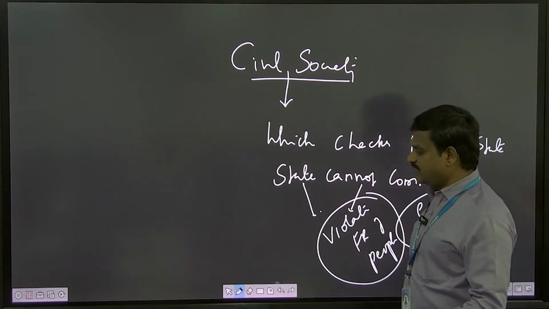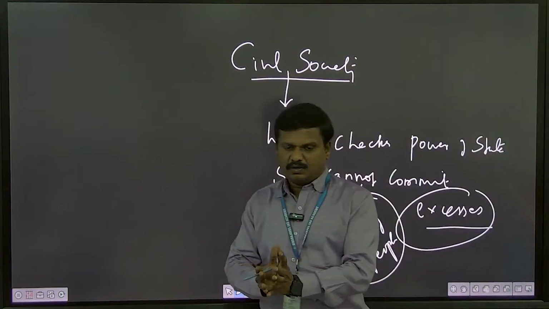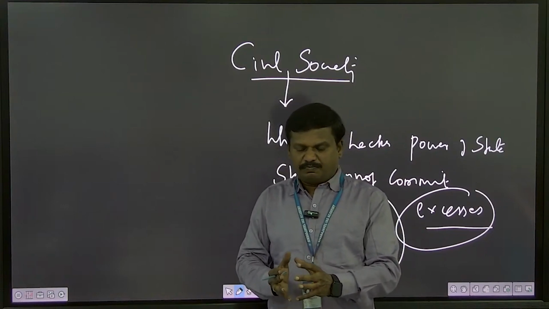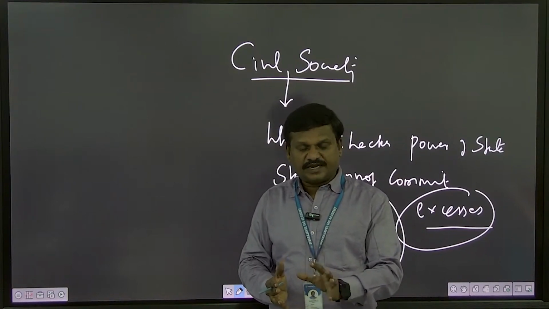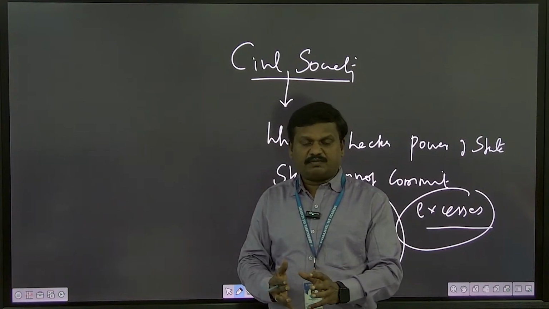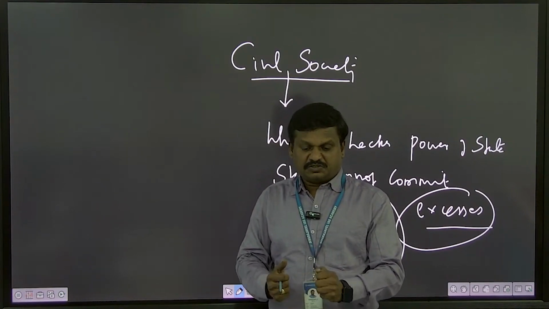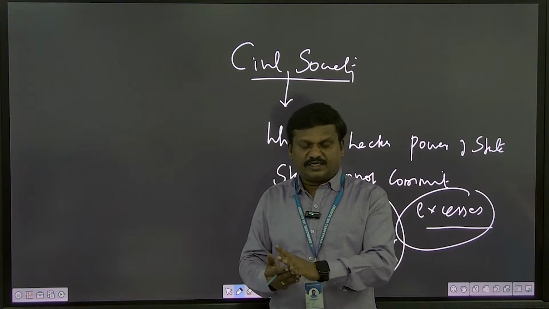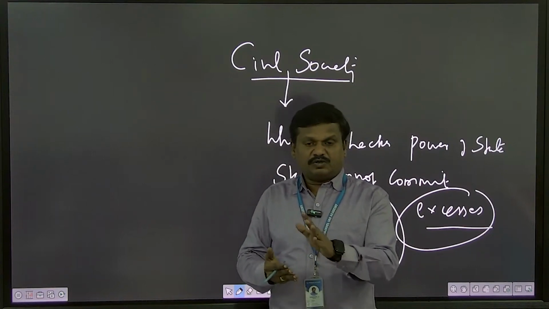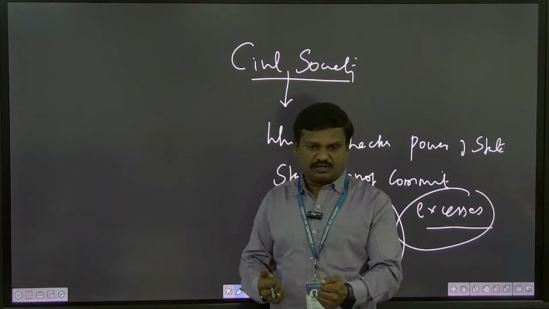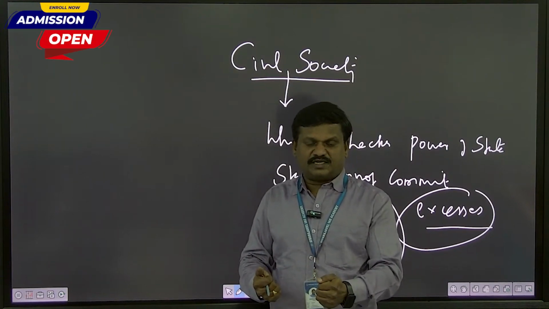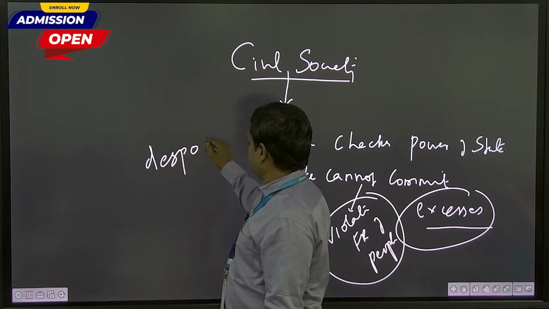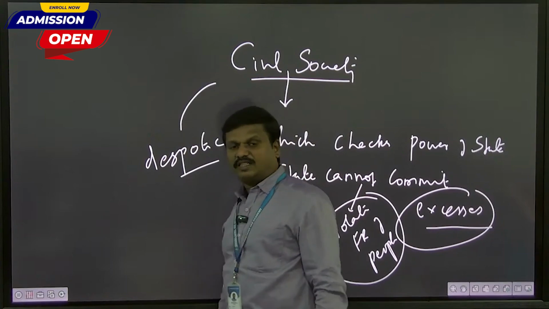So who is civil society? Civil society is a group of people who will protect people. Why should people be protected? From whom should people be protected? People should be protected from the state. If the state becomes a dictatorship state, the state will violate all the rights of the people. So to ensure that the state is not violating the rights of the people, to ensure that the state high-handedness is not there, to ensure that the state is not a despotic state, a dictatorship state, there is a group which will be working, and that is called a civil society.